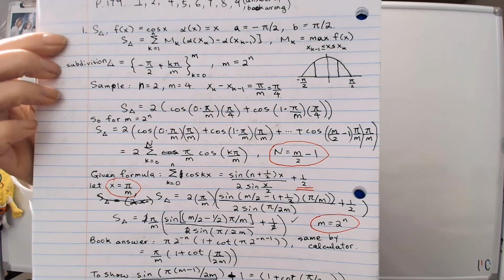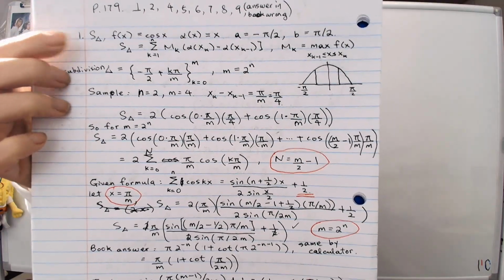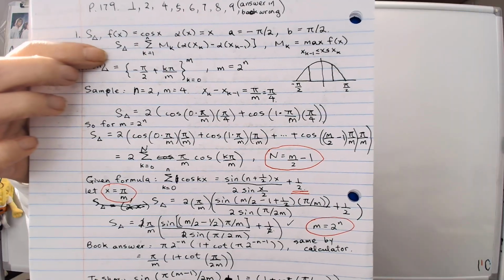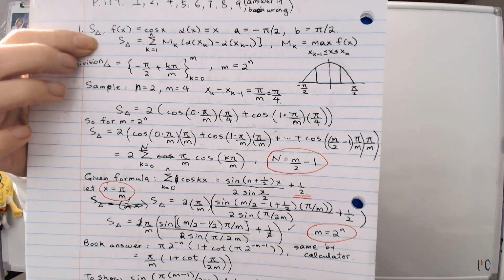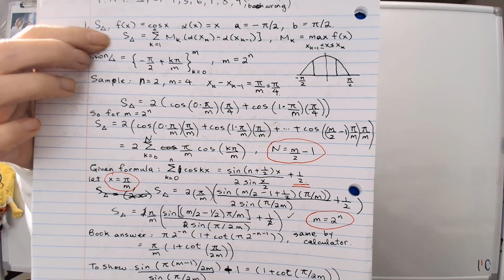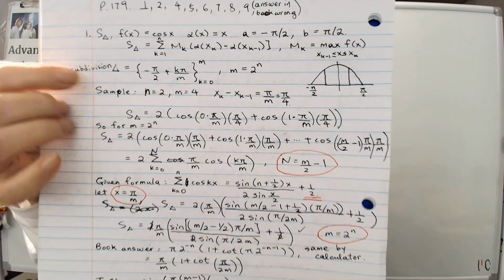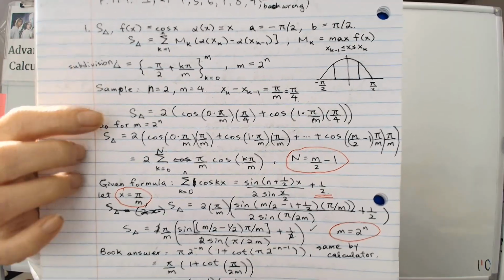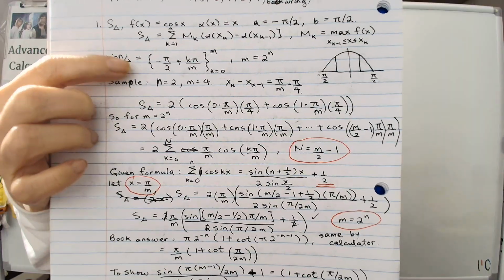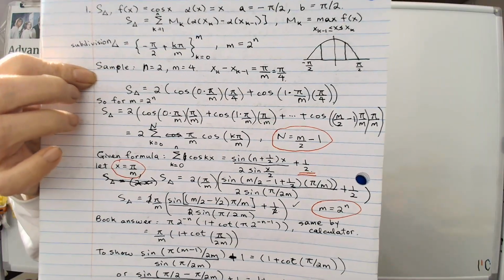All right, so here is what I have. We start out by the definition, where m_k is the maximum of f, and then copy it in as it says. Here's our subdivision, with m equal to 2 to the power n. Now, to make this clearer to myself, I created a sample. You don't have to create a sample. This is just so that I can see it better.